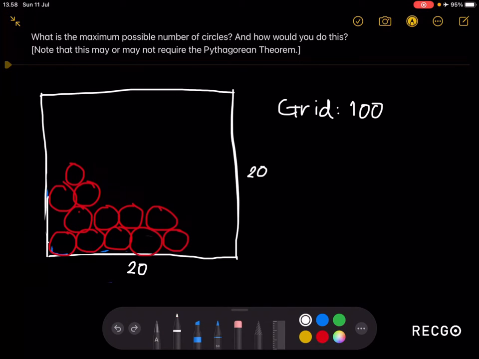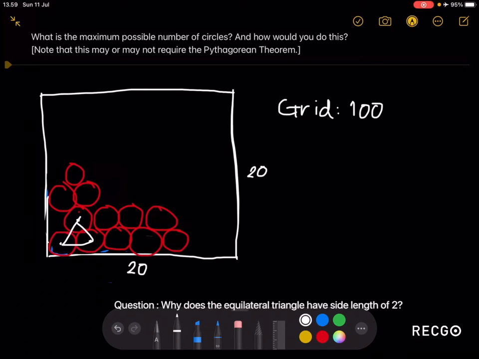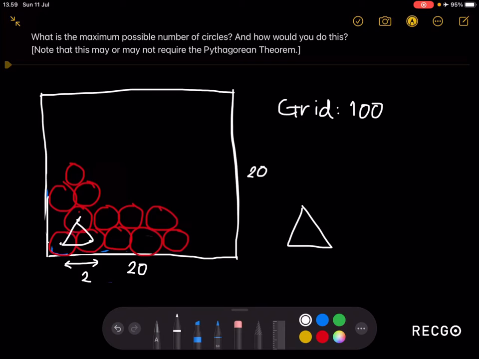So first, let me indicate the centers of these circles, and let's just draw them so that it forms an equilateral triangle with side length of 2. Let me just draw a replica right here since the space there is too small. And notice that we can find the height right here by the Pythagorean theorem. The height bisects the base, which will be 1, this will be 2. Therefore, the height will be square root of 3.